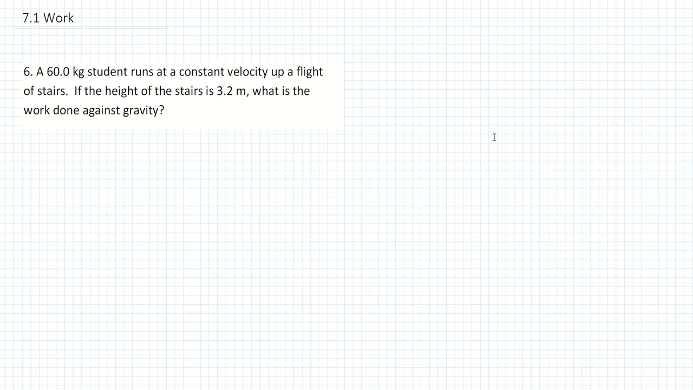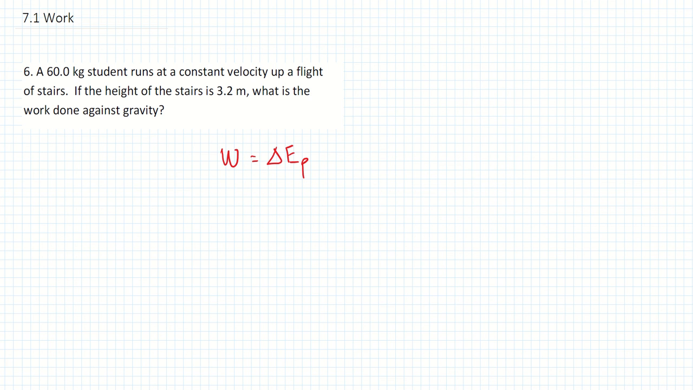So one of you asked me to go over one of the homework questions from section 7.1, which deals with work. Question number 6 says, a 60-kilogram student runs at constant velocity up a flight of stairs. If the height of the stairs is 3.2 meters, what is the work done against gravity? So in this case, we're looking at work as a change in energy. In this case, it's going to be change in potential energy.